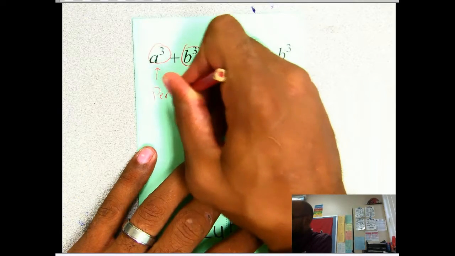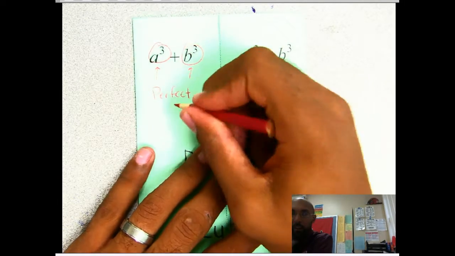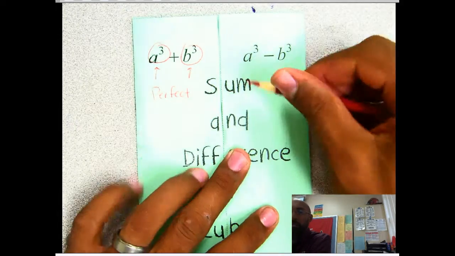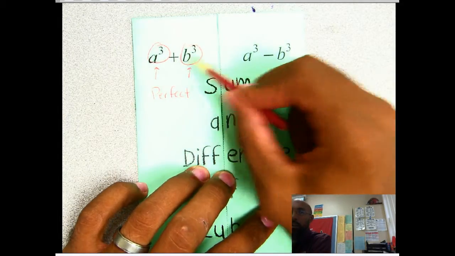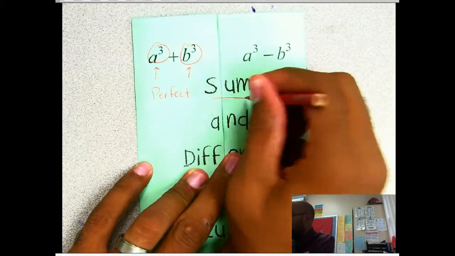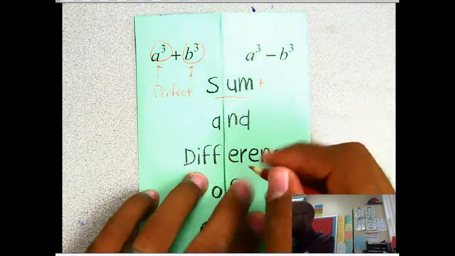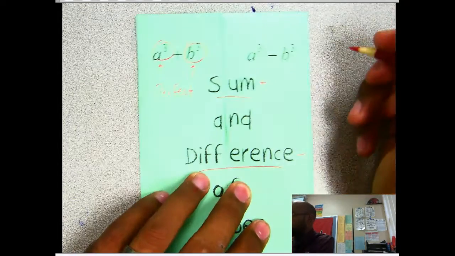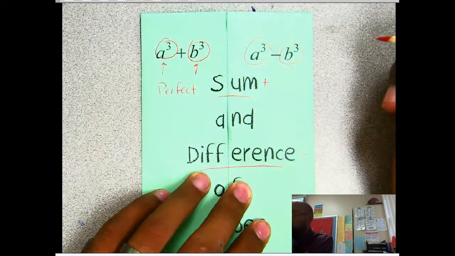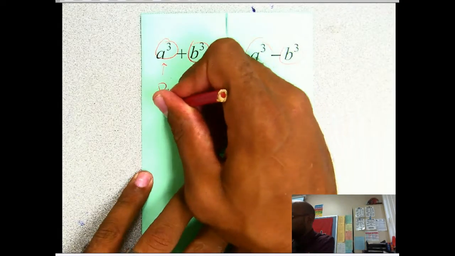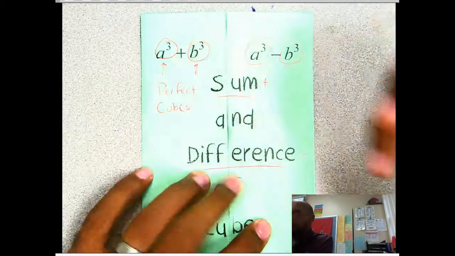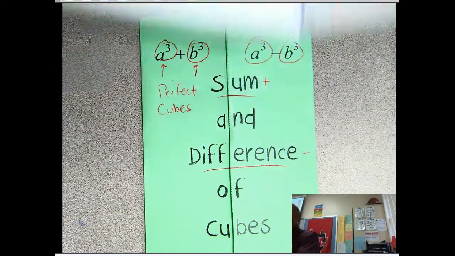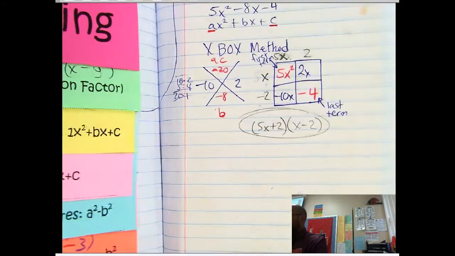Now, remember when we talked about the perfect squares that you had to have a minus in the middle? Here, with perfect sums and differences of cubes, you can do either one. That's why it's called the sum, because sum means adding or plus, and the difference means negative or minus. As long as you have perfect cubes, then you're good to go and you can use this method.